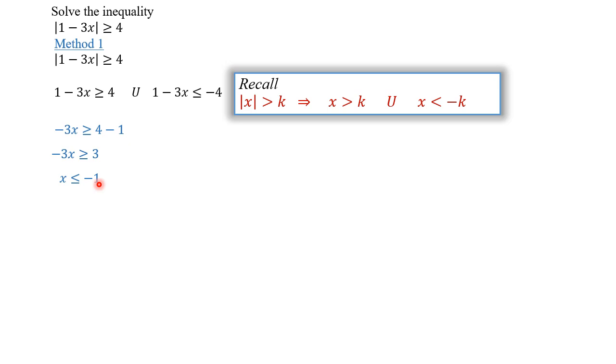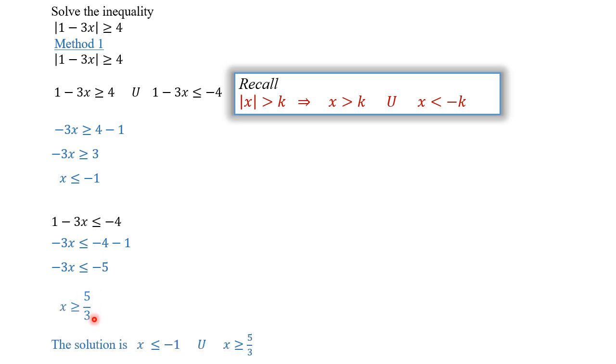The moment you divide by a negative, the inequality sign will change direction. Then the next one, 1 minus 3x less than or equal to minus 4. So we have minus 3x less than or equal to minus 4 minus 1, so minus 3x less than or equal to minus 5. Then we divide by minus 3, and the inequality will change direction. So it's x greater than or equal to 5 over 3. Now our solution set is x less than or equal to minus 1 union x greater than or equal to 5 over 3.